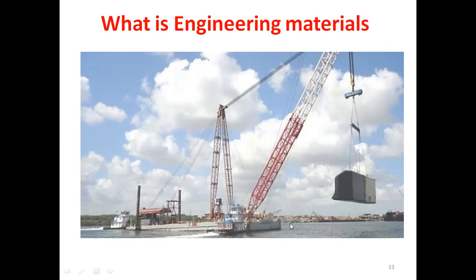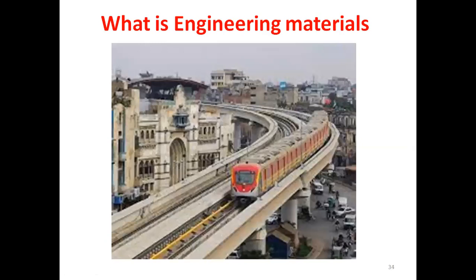This is concrete. Another example is the orange train in Pakistan. Here in the picture you see these concrete columns. They are reinforced concrete columns, or it is a reinforced civil structure. We are using concrete, and we have embedded steel rods inside the concrete in order to reinforce it, because concrete is good in compression, but it is bad in tension. So in order to make it good for tensile loading, we put steel rods in it.